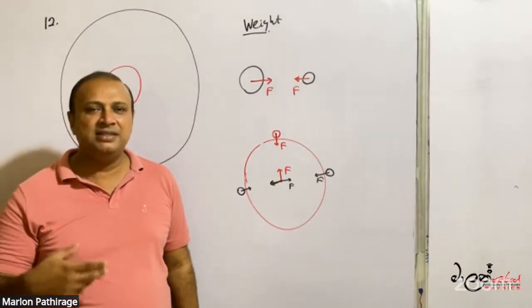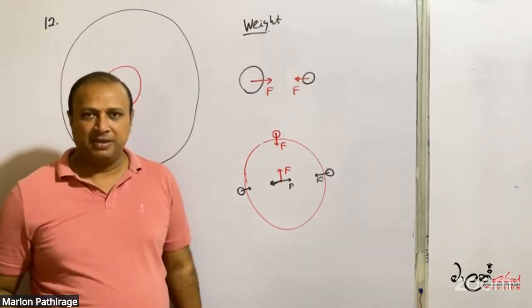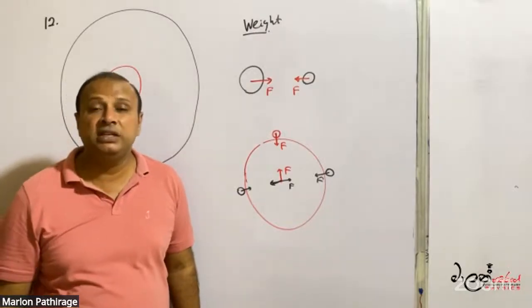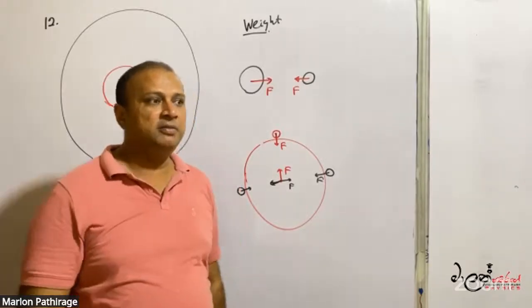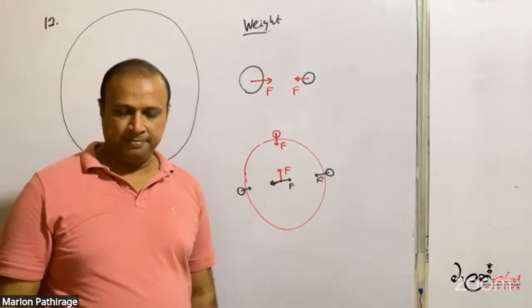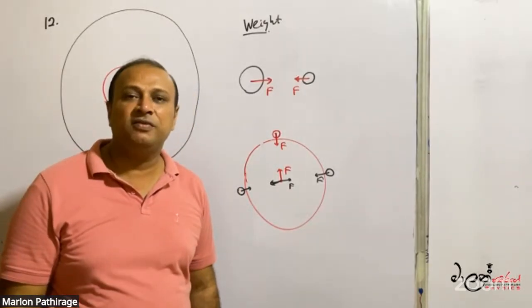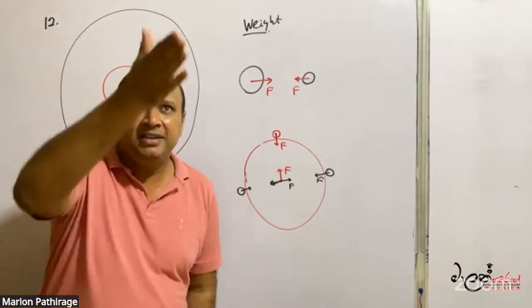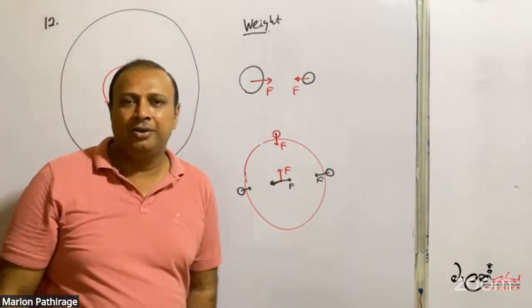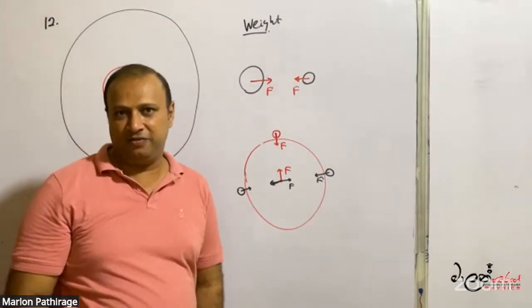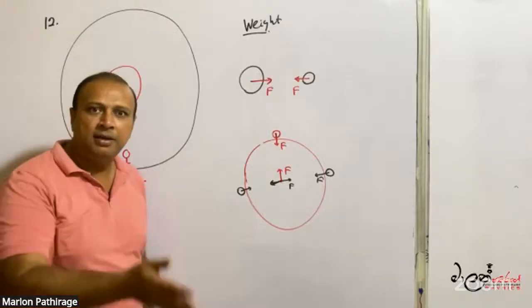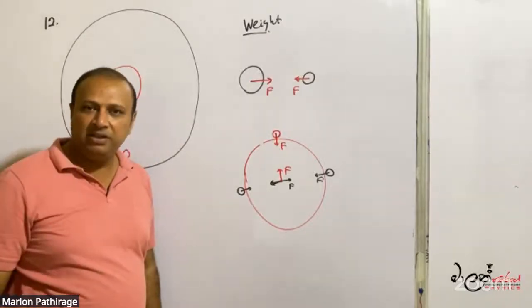So what is the meaning of downward? Vertically downward. What is the meaning of vertical downward? I have mentioned that before. What is the definition of verticality? It is parallel to the gravitational field. Verticality means parallel to the gravitational field.